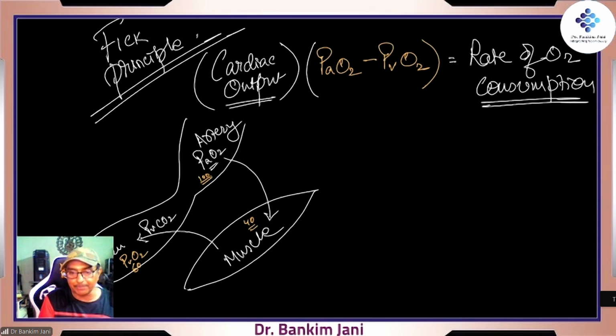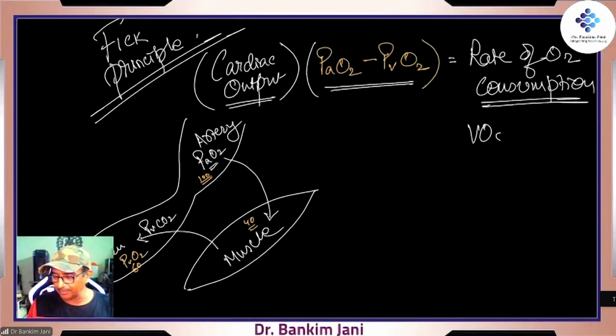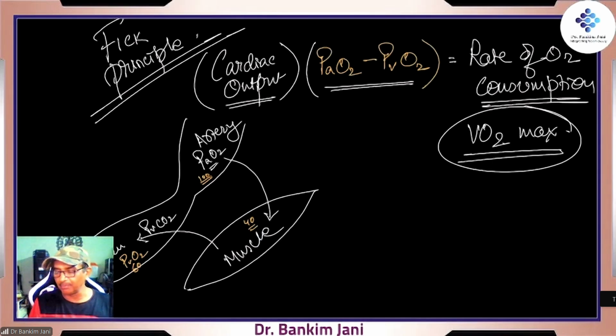Fick principle. Cardiac output means with every stroke, the blood is going into the arteries, muscle is using it, and whatever is unused is going back into the veins, right? That difference multiplied by cardiac output, how much the heart is pushing, is what is called the rate of oxygen consumption. And in athlete language, it is called the VO2 max.